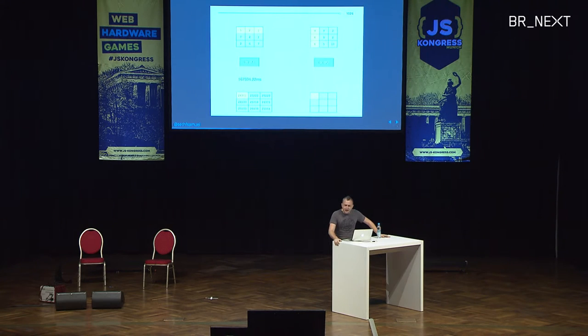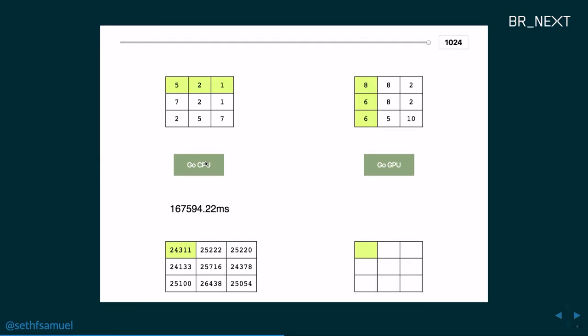The CPU demo, ooh, there we go. I won't have to admit to the cheating. Yes. All right, so what did it run in this time? Oh, this computer's a lot faster than my old Air. Cool, that's why I didn't get to tell the third story. All right, it's 170,000 milliseconds.